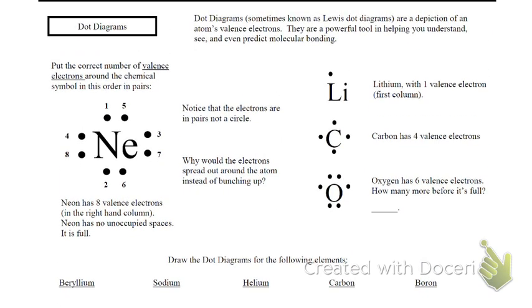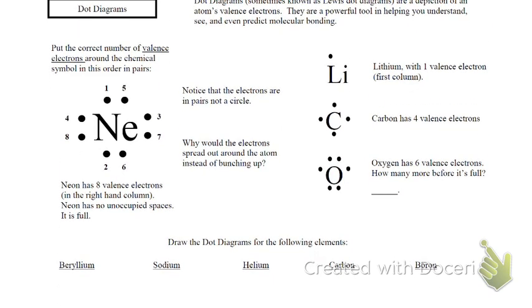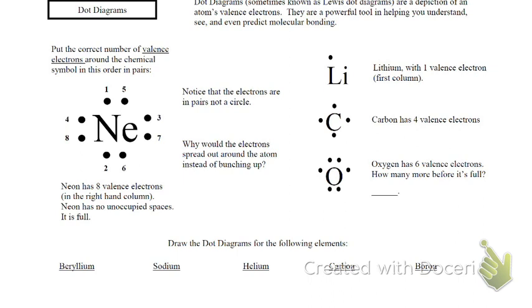So a dot diagram, or a Lewis dot diagram, or a Lewis dot structure, anytime you see the dot, they are how you would draw an atom's valence electrons. So just the outer level. With our Bohr models, we drew every electron that it had. These dot diagrams are only going to show the valence electrons, just the outer level. But they're really helpful. You're going to use them a lot when we talk about molecular bonding.